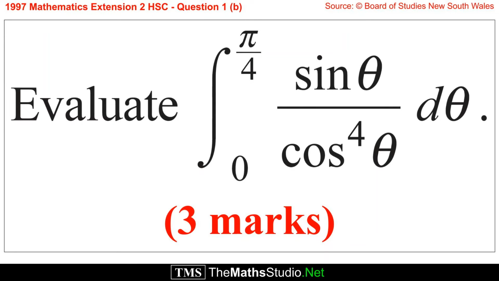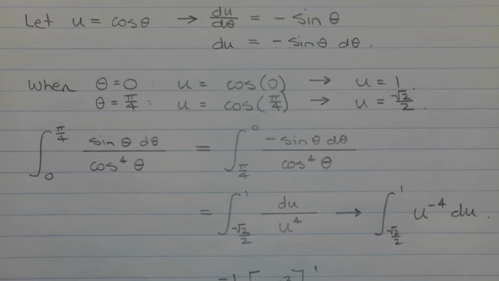Question 1, Part B. Evaluate the integral of sine theta over cos to the power of 4 theta d theta from theta equals 0 to theta equals pi over 4. We'll start by choosing an appropriate substitution after inspecting the integrand.